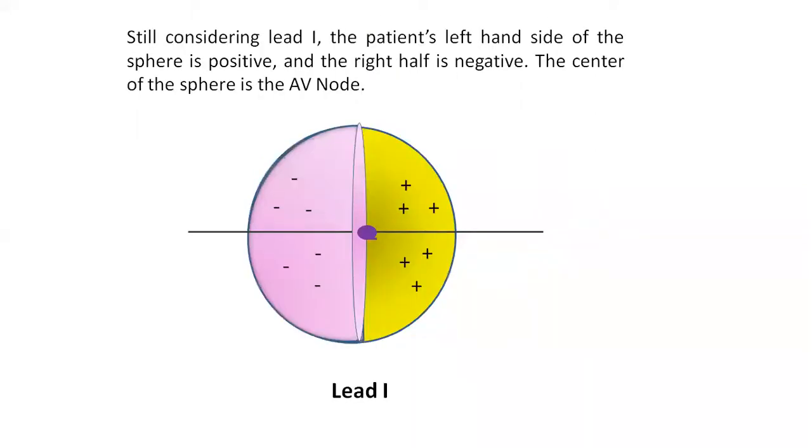So keeping that in mind, for lead 1, the patient's left-hand side of the sphere is depicted as yellow in color, and this is positively charged, whereas the right half, which is colored light pink, is negatively charged. So this is in the case of lead 1. And at the center, you can see this is the AV node. So the right side of the sphere is negatively charged and the left side of the sphere is positively charged.